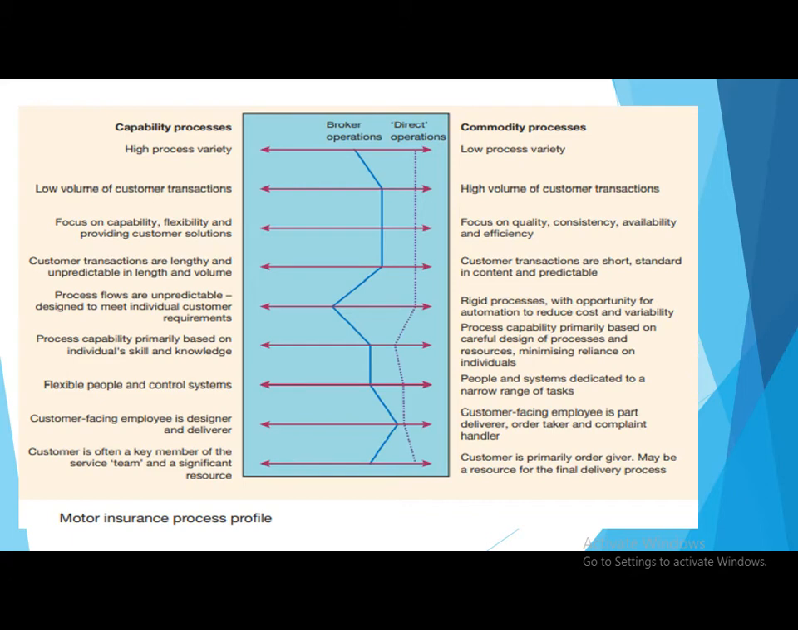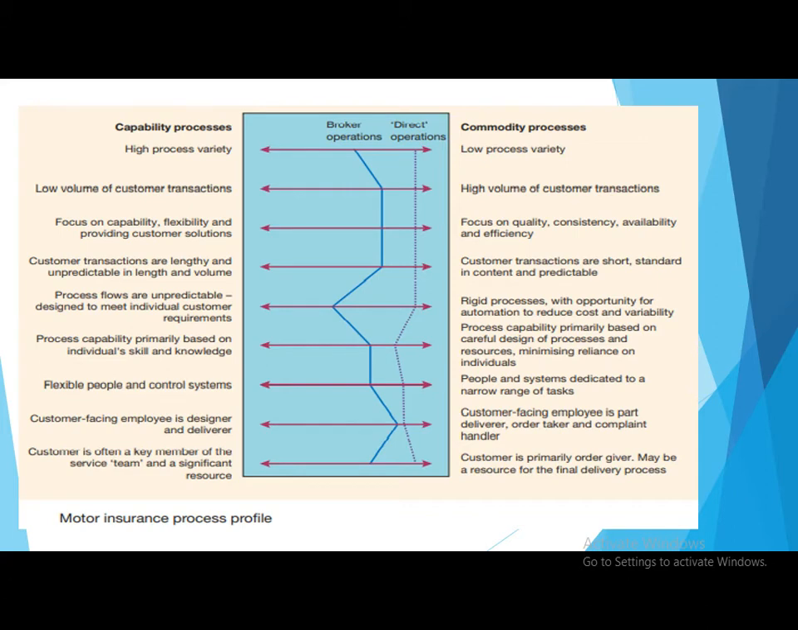This move would almost certainly mean a significant change in management style and, of course, a change in the priorities among the key performance indicators utilized. The direct operations would probably concentrate on fast response and low cost, while broker operations would place more emphasis on flexibility and personal service. It should be understood that using the volume variety matrix or capability commodity profile to compare and contrast processes in totality, in different service sectors, is of limited value.